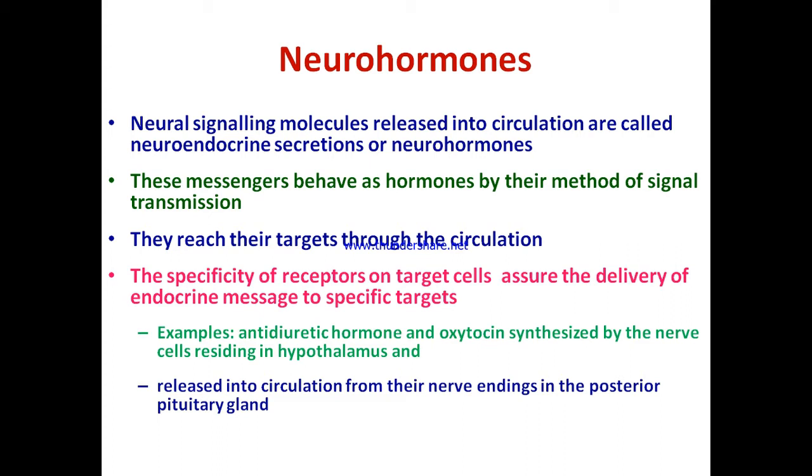The specificity of receptors on target cells assures the delivery of endocrine messages to specific targets. As we have seen in the previous slide, the specific receptors need to be present on the target cell. Then only the neurotransmitter, or any chemical messenger, can bind to the receptor and cause the effect. Examples of neurohormones are antidiuretic hormone and oxytocin, synthesized by the nerve cells residing in the hypothalamus. And they are released into circulation from the nerve endings in the posterior pituitary gland, and they get circulated through the blood and produce their action.